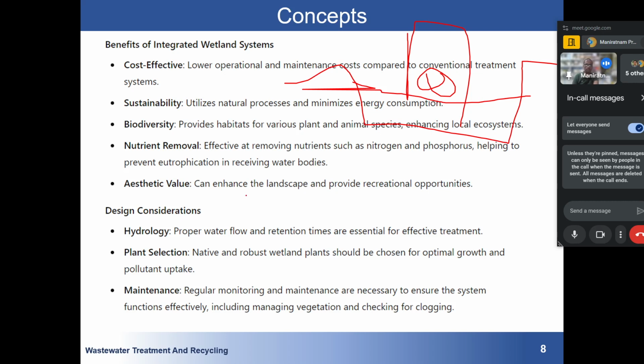Aesthetic, you can enhance the landscape. So there are some wetlands which are very aesthetic in look, so they will give you very good scenery. But it also has some disadvantages, meaning it is considered not so efficient. I have not mentioned them, but you can always search for the disadvantages of this wetland. One thing is that it requires regular maintenance, because you can see that these plants can be attacked.